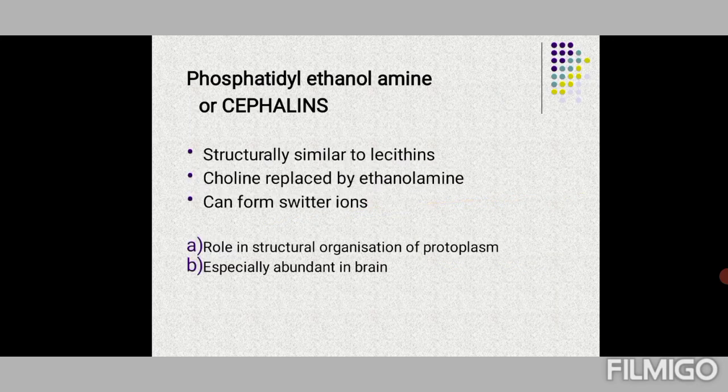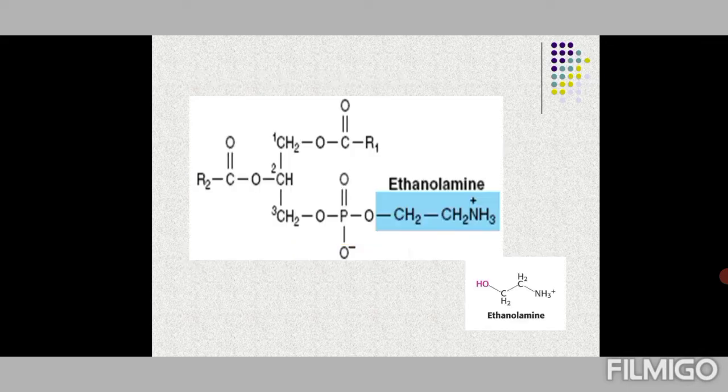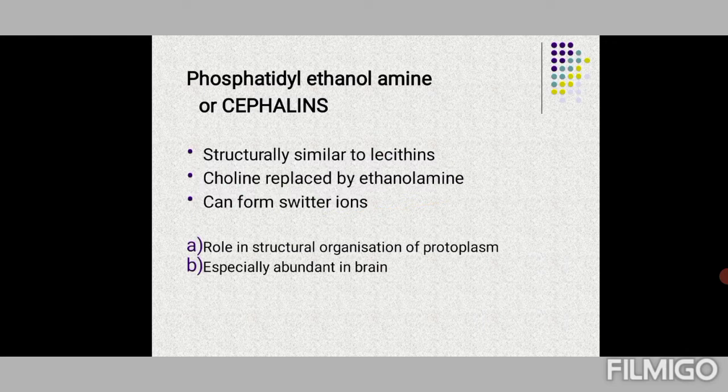Cephalin is structurally similar to lecithin, as we saw, with choline replaced by ethanolamine. It can also form zwitterions. We can inspect what a zwitterion is here. The phosphate group has a negative charge, and the choline has a positive charge. So that makes it a zwitterion, just like in the case of phosphatidylethanolamine or cephalin also. Here is the negative charge, and this is the positive charge. So that's obvious there. And what are the functions?